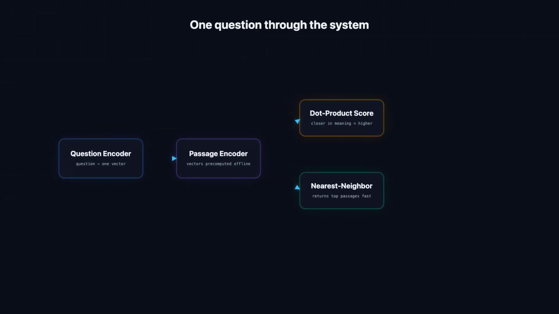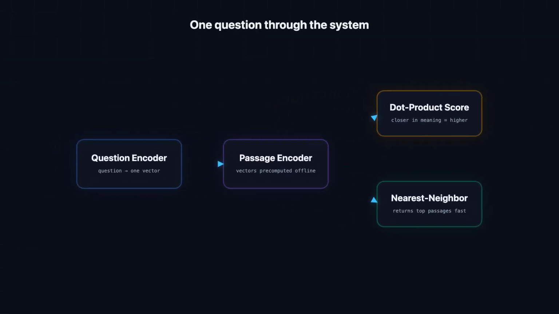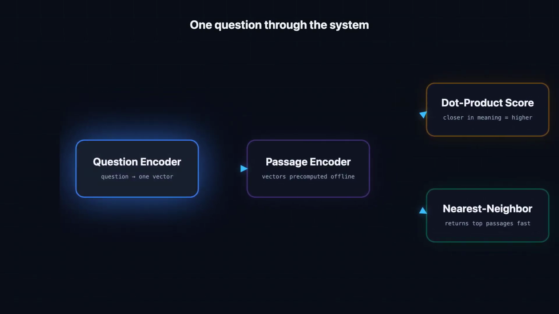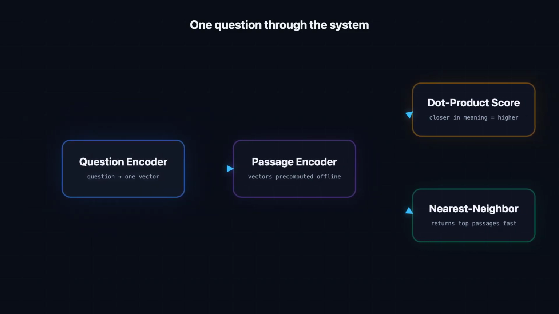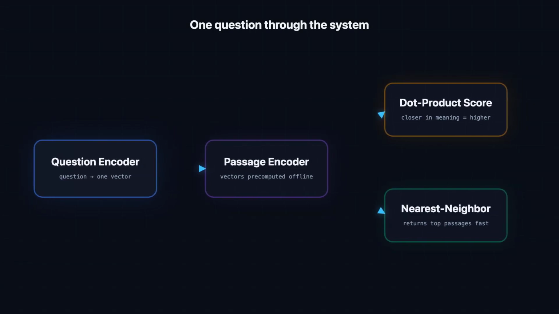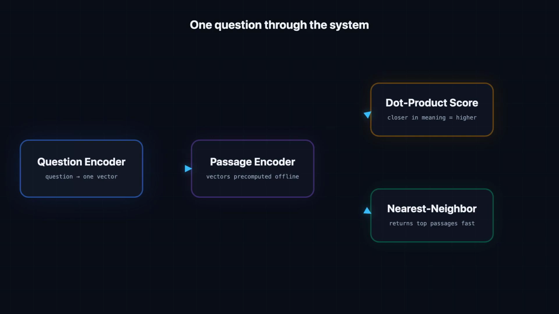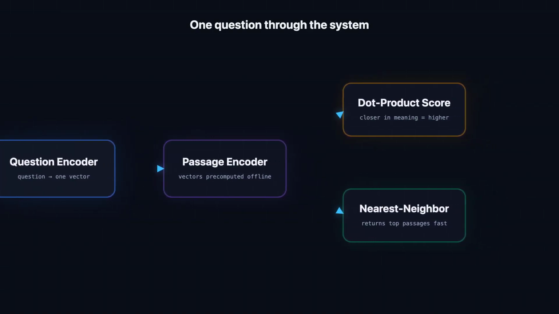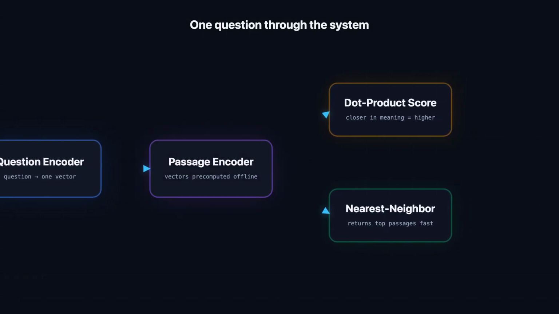Let's trace a question through the system and watch how a match actually happens. Your question first goes through a dedicated question encoder, a BERT model trained just for queries. It compresses the whole question into a single dense vector, a compact point in meaning space that captures what you're really asking rather than the exact words you used.